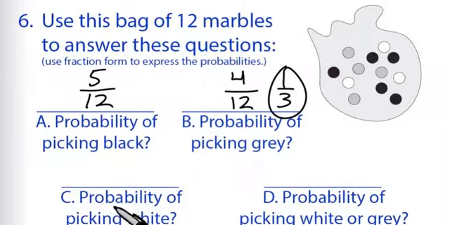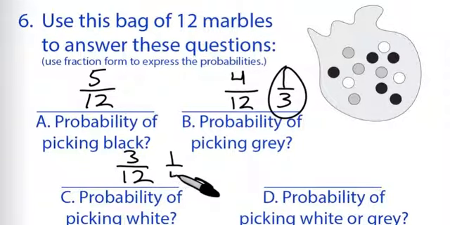And for 6c, we're asked, what's the probability of picking white? So there's 3 white marbles. So that's going to be 3 for our top number. And then there's 12 total marbles still, for 12. And this is another fraction that can be simplified very easily. 3 over 12 simplifies to 1 over 4, 1/4.